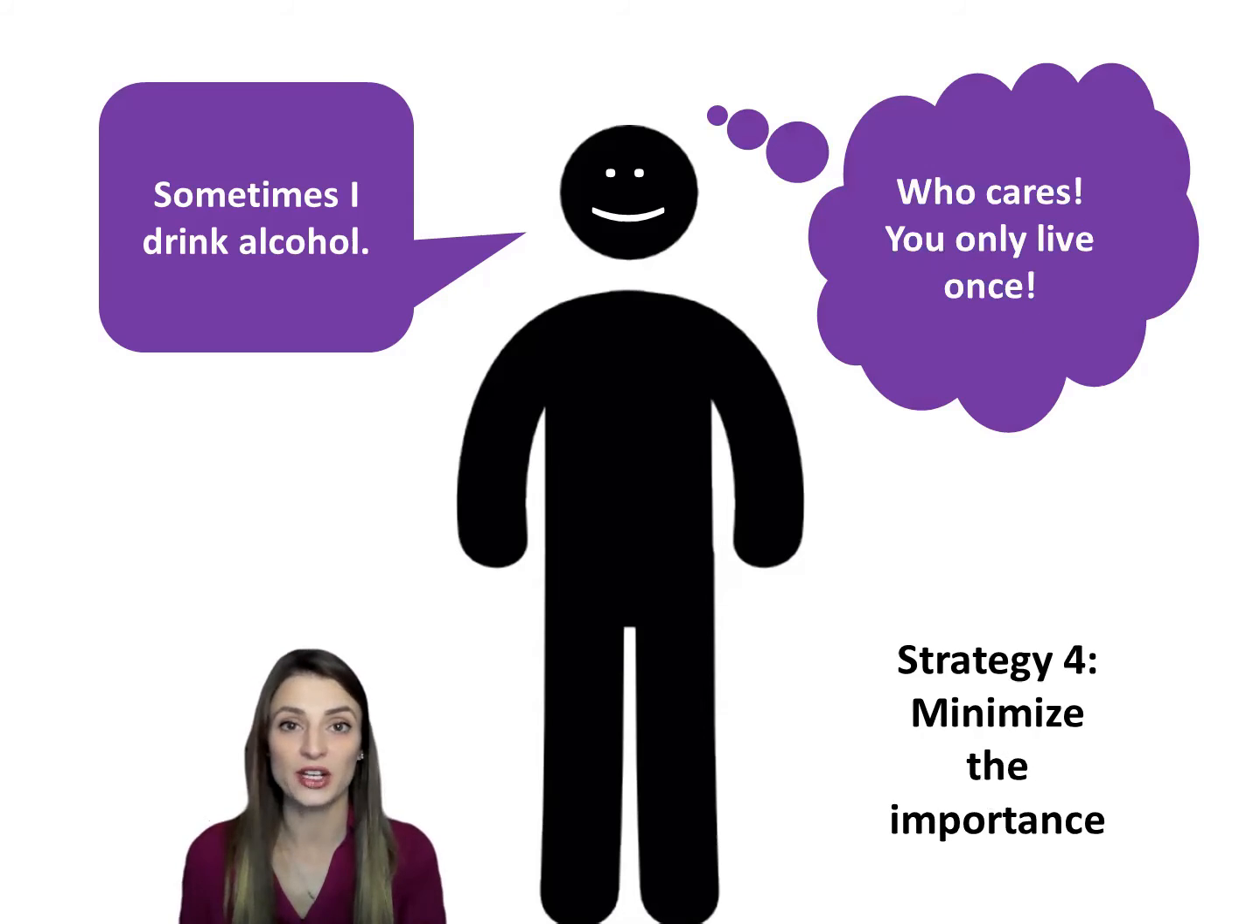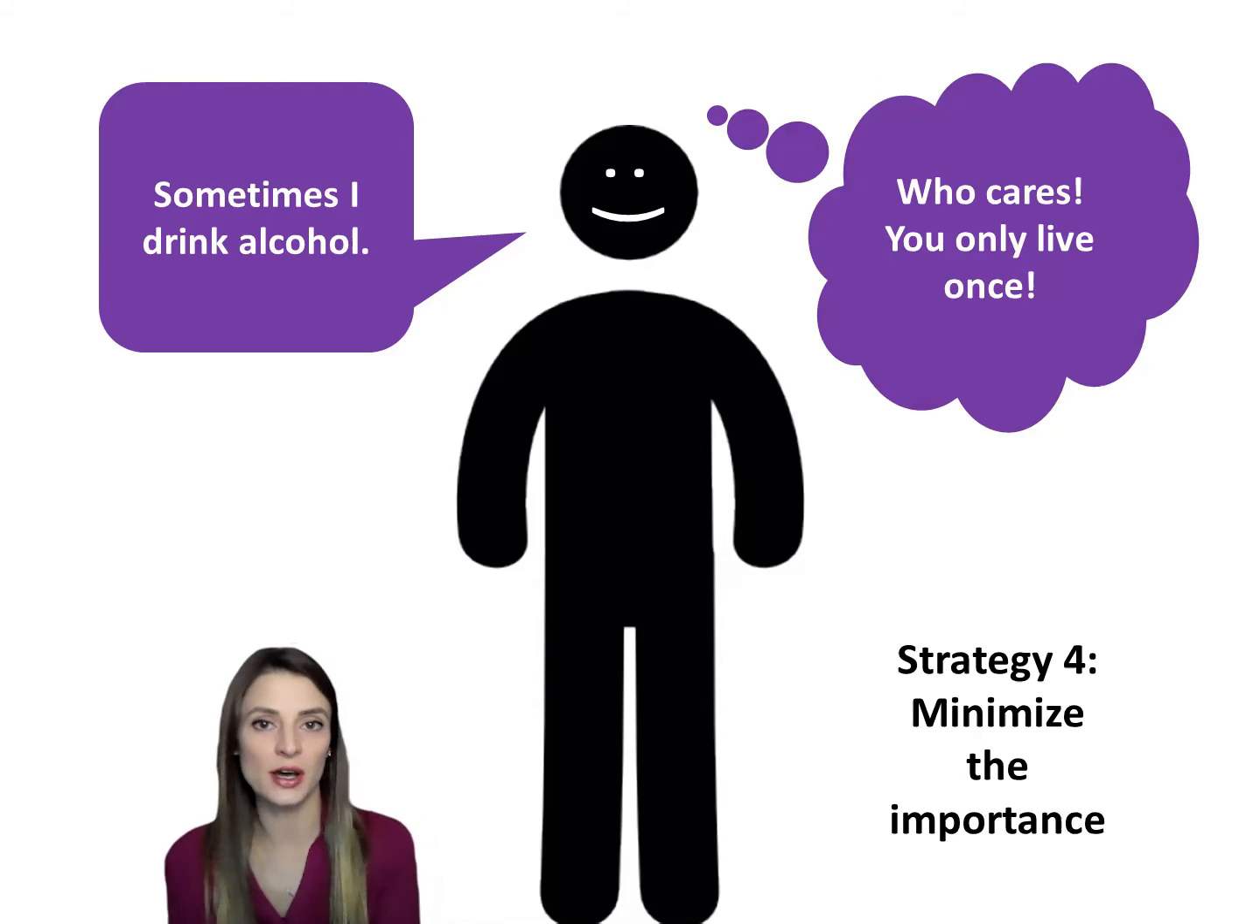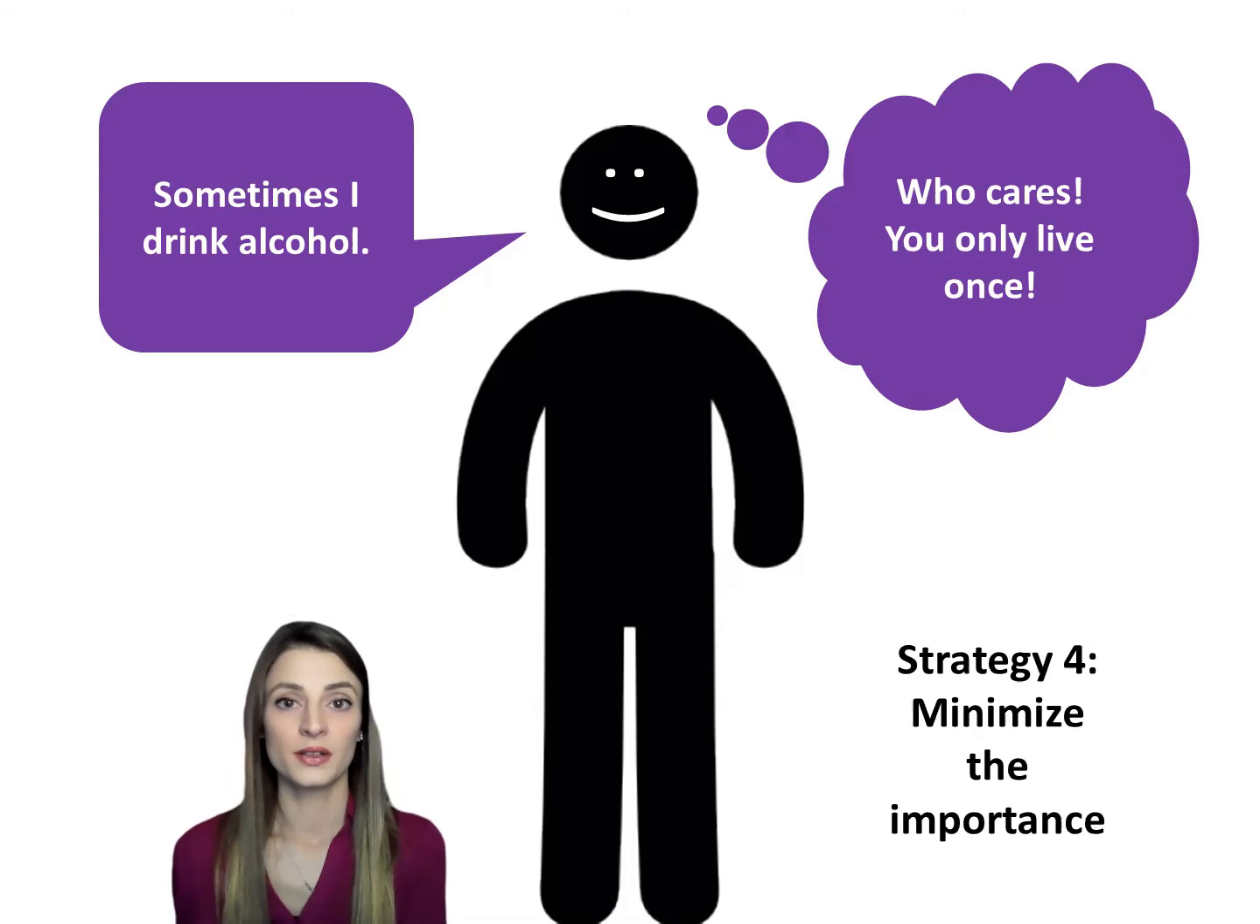The fourth strategy is to minimize the importance of the issue. So instead of dwelling on the negatives of drinking alcohol, instead of feeling guilty, instead of feeling bad about it, we tell ourselves that the issue is not important. We only live once, might as well, let's have fun. Sometimes we do this, of course, even when the issue is important to us, when the issue is important to other people.